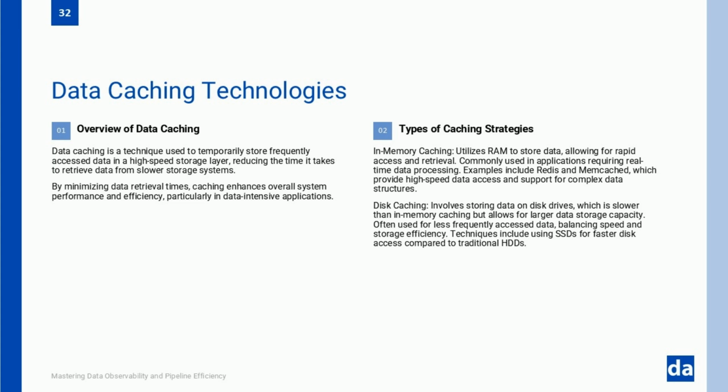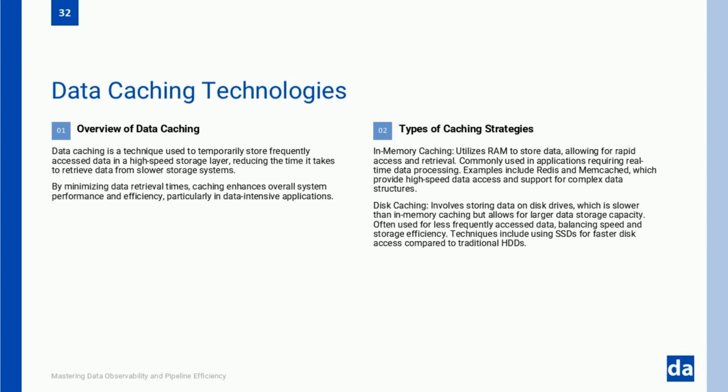What it does: temporarily stores frequently accessed data in a high-speed layer. Why it matters: it slashes retrieval times and enhances performance, especially in data-heavy environments. For instance, imagine streaming a video. It's the cache that ensures smooth playback without those annoying buffering circles.